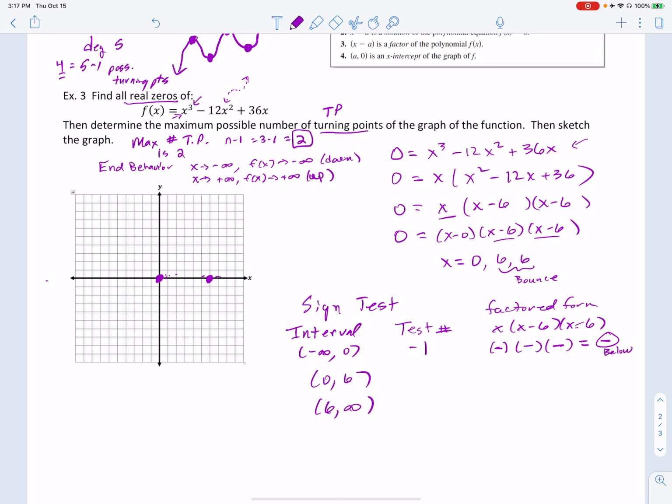Then move to this interval from 0 to 6 and pick an x value inside that. Don't pick the endpoints. Don't pick 0 or 6. 1 sounds like a good value because it's nice and small to work with. And again, think about it. Well, if x is 1, that's a positive value. If I put 1 into the second one, I get 1 minus 6, which is a -5, which is negative. And if I put 1 into the third one, 1 minus 6 is also negative. But a positive times a negative is positive. So in that interval, I expect the graph of the function to be above the x-axis because I'm getting positive values.